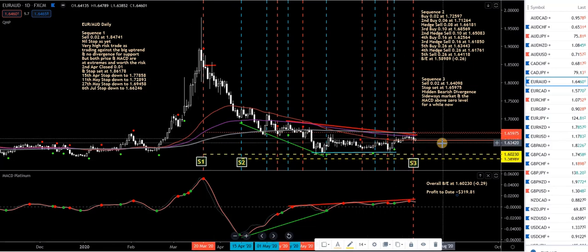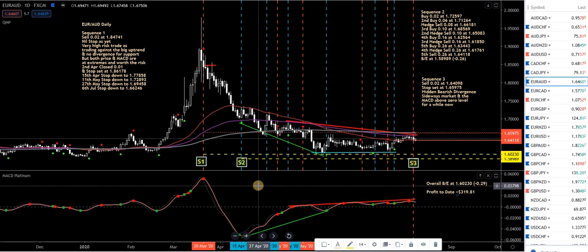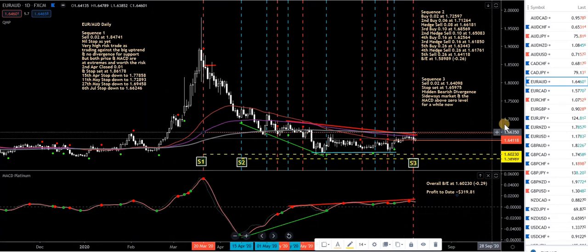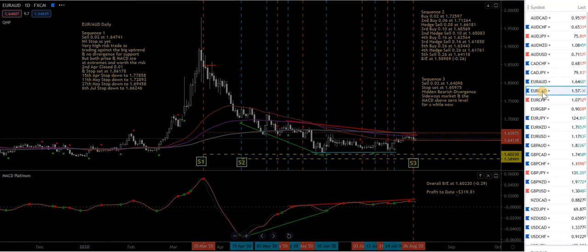So we've got the 3 sequences. We're trying to get down to these yellow lines. If I can get down to this overall break even, that would do me, which is just at the previous lows. You can see a blue trend line there, representing the previous support level or lows. And the MACD Platinum's very close to the zero level, but this big spike is throwing all the technical indicators out of whack a little bit.